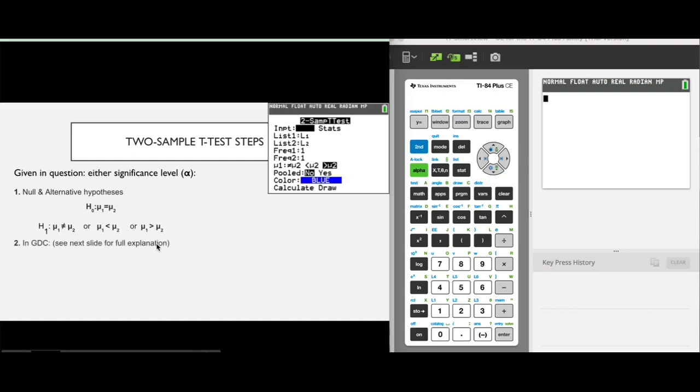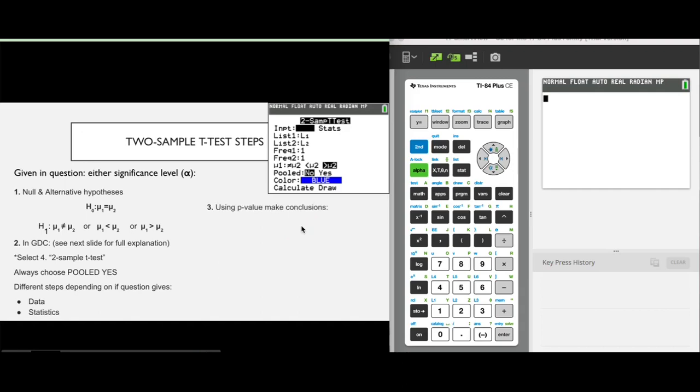The next step is going to be using your calculator in order to find this p-value. So in your calculator, you're going to select a two-sample t-test. Always click that it's pooled. Notice pooled, we always need to change that button to yes. And then depending on the information given, either we're going to input data or we're going to input statistics.